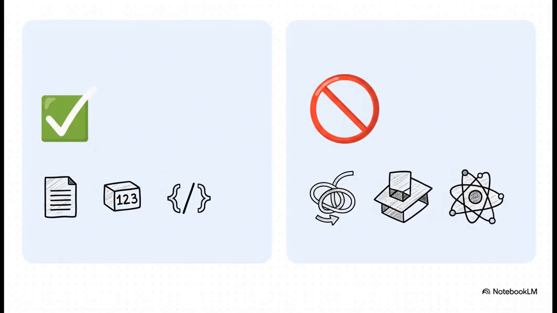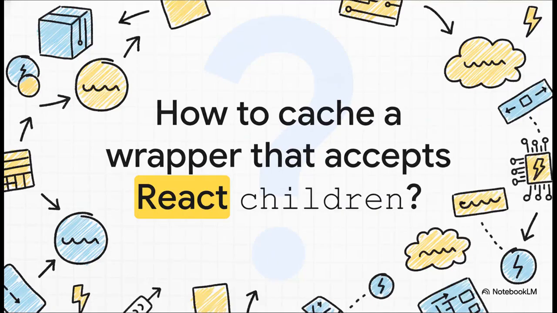This slide breaks it down perfectly. On the left, you've got the stuff that's good to go. Simple things like strings, numbers, plain old JavaScript objects, and arrays. Easy. On the right, you've got the tricky types you need to watch out for. Things like functions, class instances, and yep, even React components themselves. So this leads to a super common scenario, right? What if you want to create a cached wrapper component? Like a layout component that fetches some data, but also needs to accept other components as its children prop.